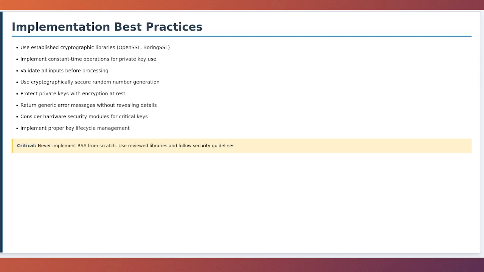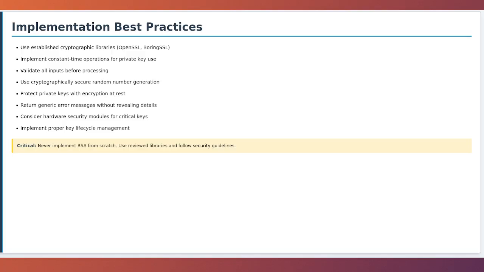Third, validate all inputs thoroughly before processing them. Check that ciphertext and signature values are in the valid range 0 to n-1. Verify padding structures completely before accepting them as valid. Return generic error messages that don't reveal which specific check failed. Never expose detailed error information that could help an attacker craft specific attacks.